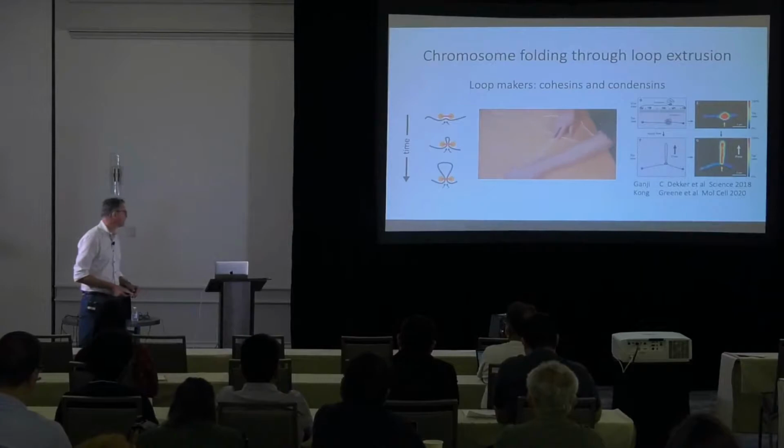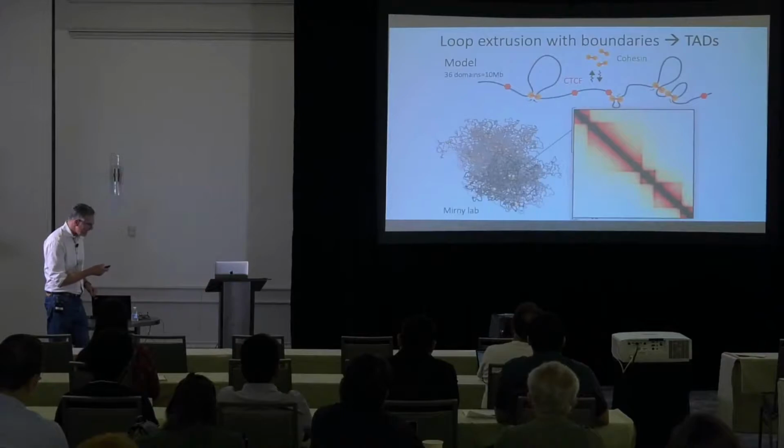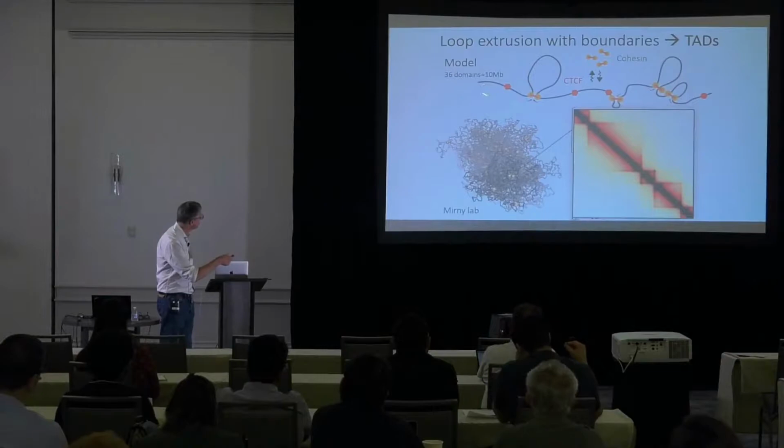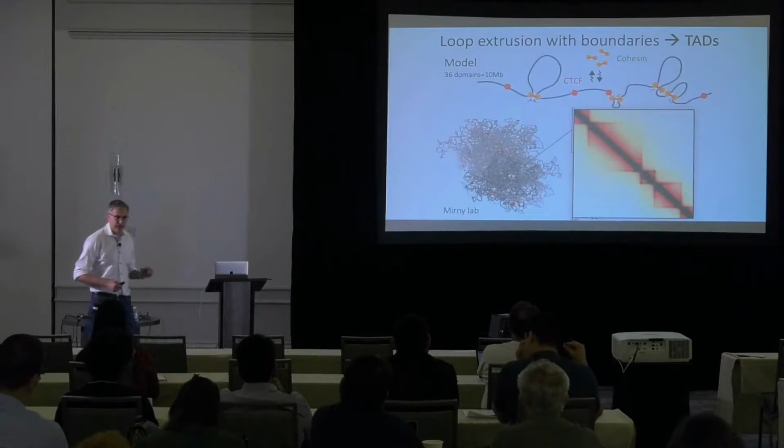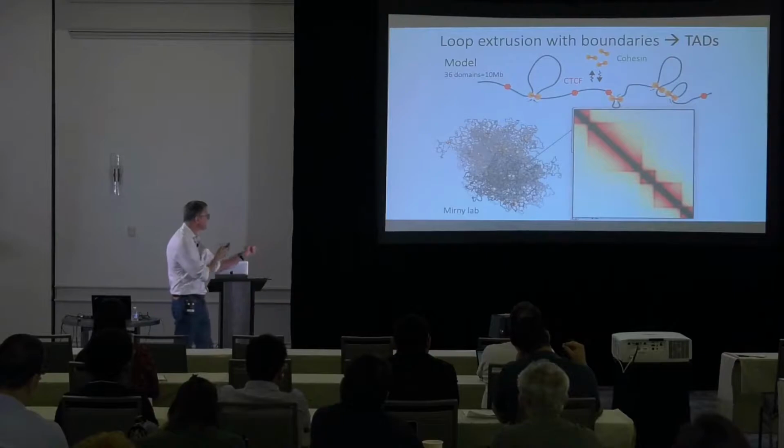Okay, so here's just an example of some work from Leonid's lab. If you have cohesins or any loop extruders landing on DNA and you have blocking sites that block extrusion, like CTCF sites, you get an ensemble of structures that when you predict a Hi-C contact map basically looks like what we see in experiment. This is intensely studied now because this slide is already a few years old.